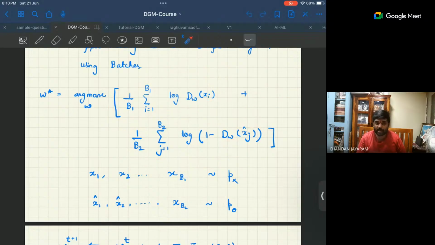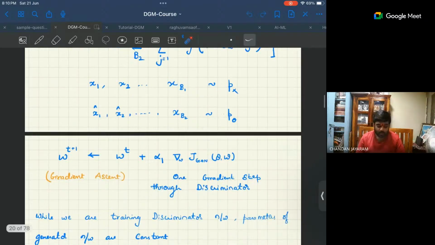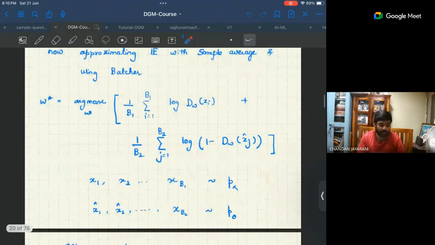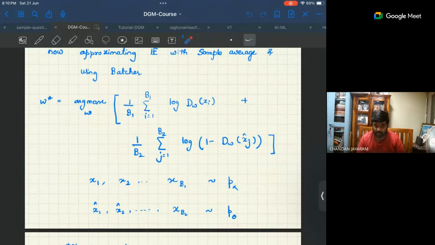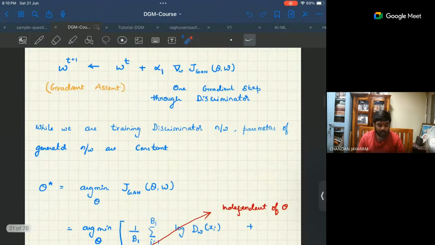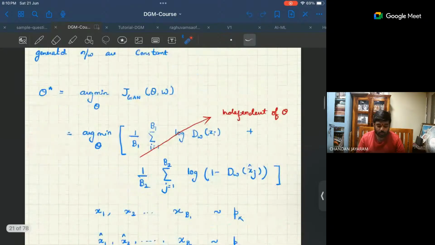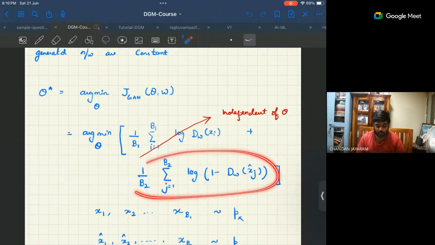Whenever you look at the equation, you should be able to see this immediately. This is your real data, which is from p x, and this is your generated data, which is from p theta. This is your gradient ascent step. You know why we are doing ascent, because you have an arg max here with respect to omega. If you want to do it with respect to theta, as I told you, the first term is independent of theta, so you don't need to worry about the first term. You just need to worry about the second term. This is how you learn the parameters.